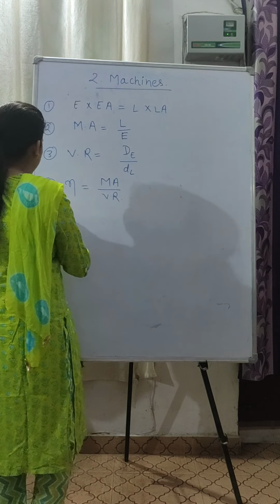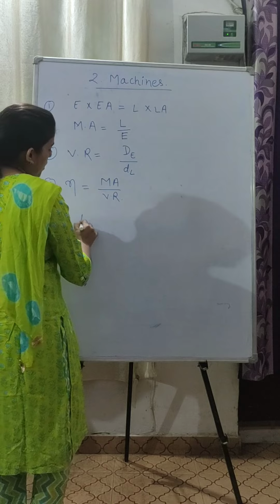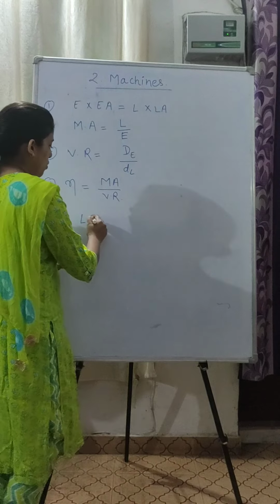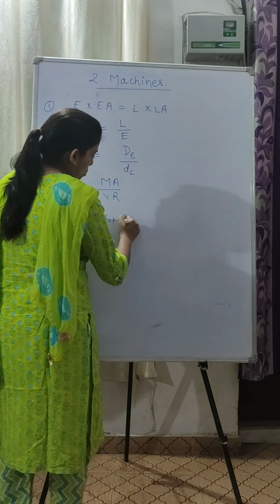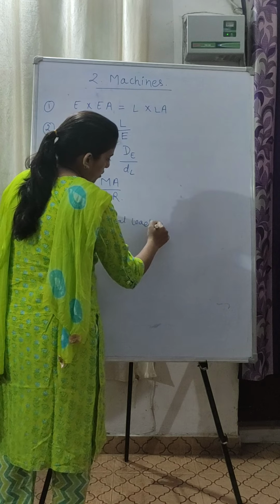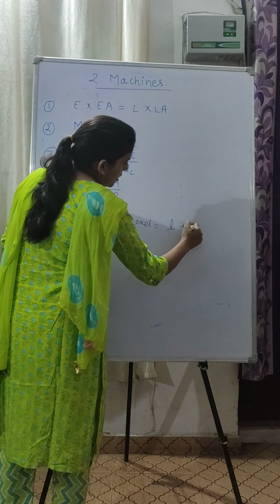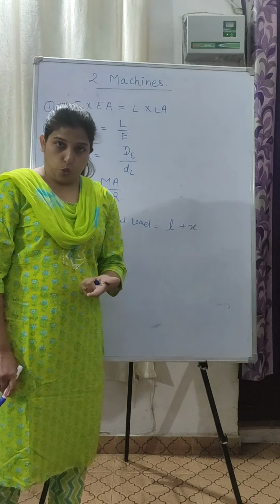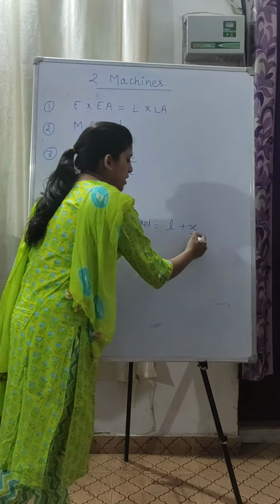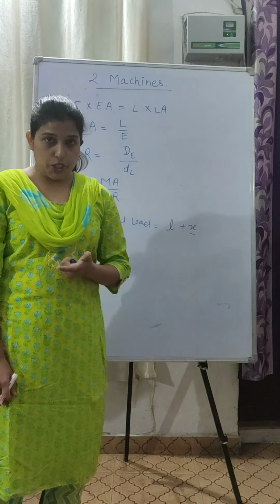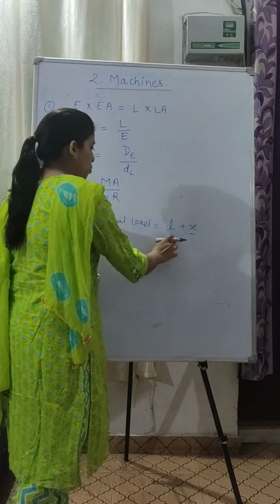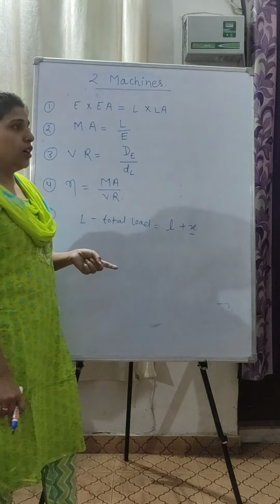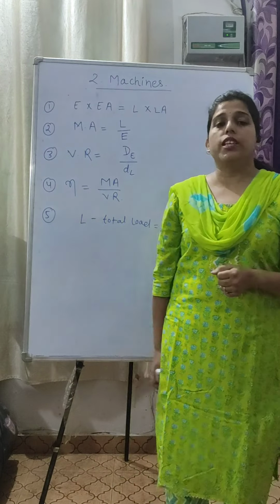And there is one more thing that we have to keep in mind: capital L, which is the total load. The total load is small l plus x, where small l is the useful load and x is the load due to the resistance of the machine. So the total load we will consider here as capital L. Keep in mind all of these formulas before proceeding to the numerical part.